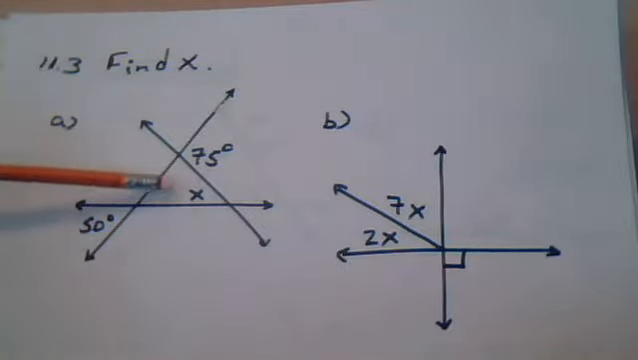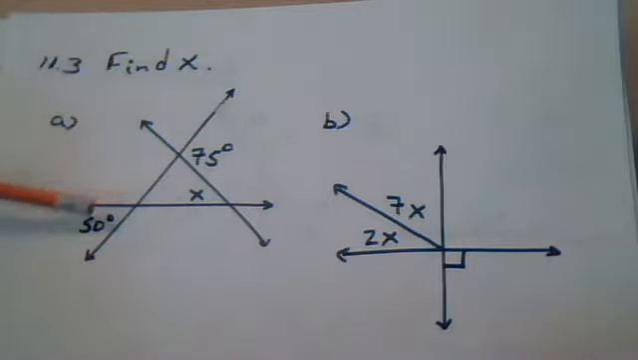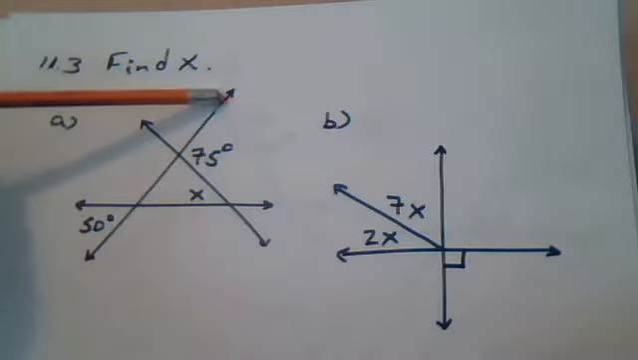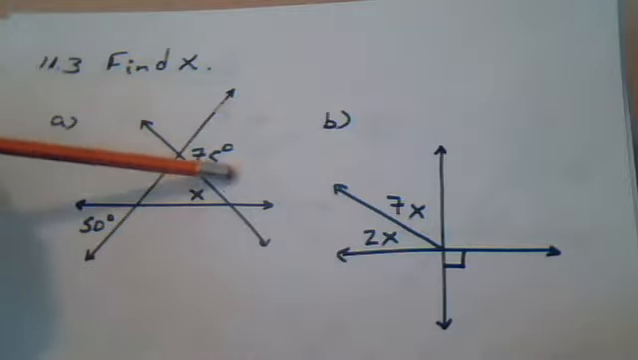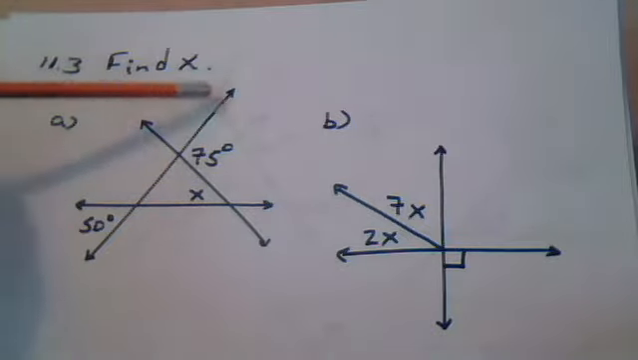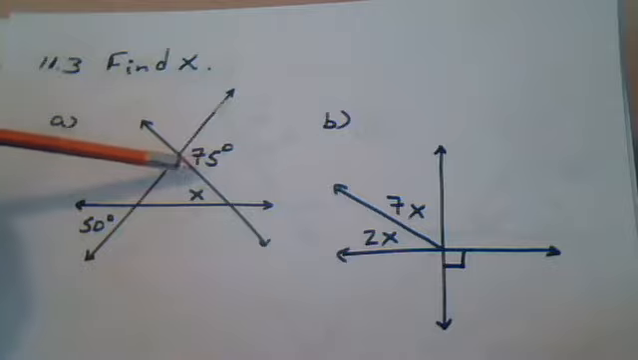This 50 is going to be transferred to this location, and the reason we could do that is that these are vertical angles. Anytime you have two lines crossing, these angles are equal, they're congruent, they're called vertical angles. So the 50 can be transferred to this location. Then we're going to notice that this is 180. This is a straight angle from here to here. We're going to say 180 minus 75. That will give us this angle.